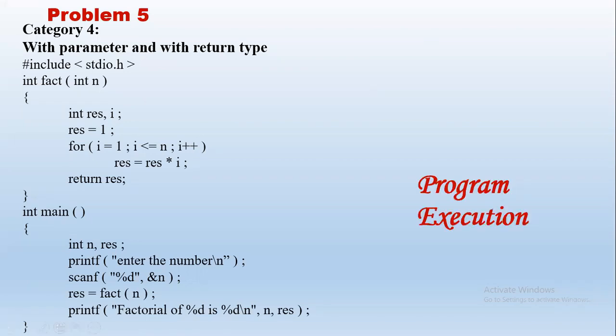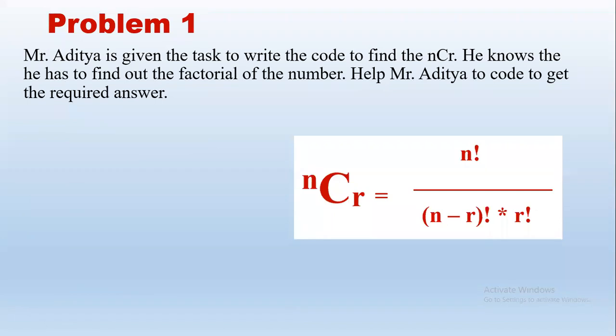Problem 1 is for NCR. Now we know that for this, we have to find n factorial, n minus r factorial, r factorial. So 3 times we have to find factorial. So this is where I think you can appreciate using functions. So this problem 1 is actually without using functions. I think till now we didn't solve for NCR, right? So let us see how we do it, and then we can compare to appreciate the usage of functions. So you can see the differences.